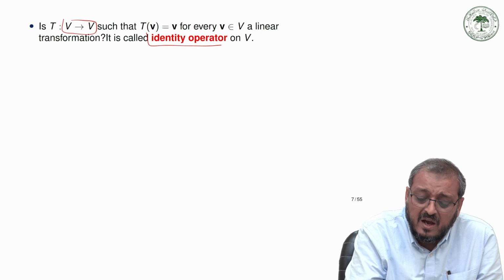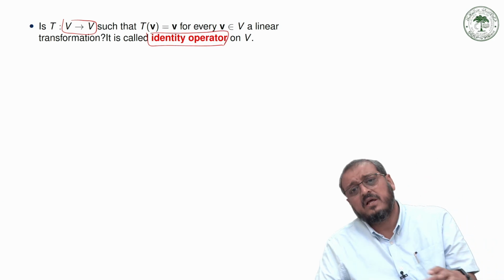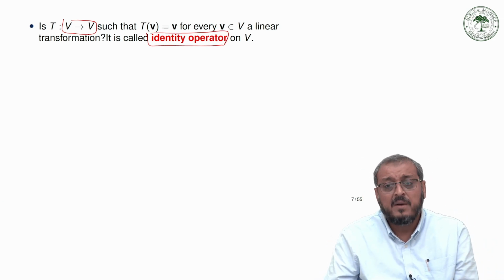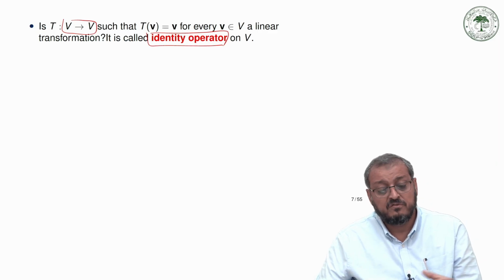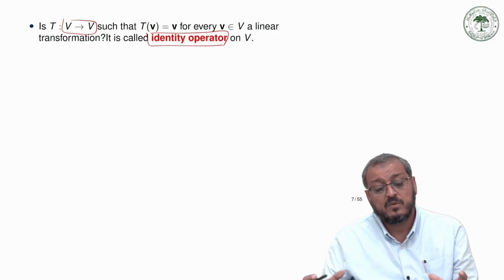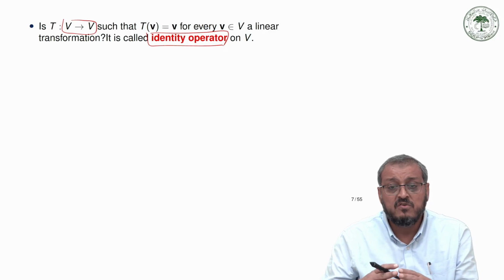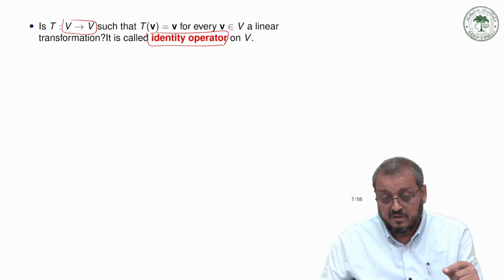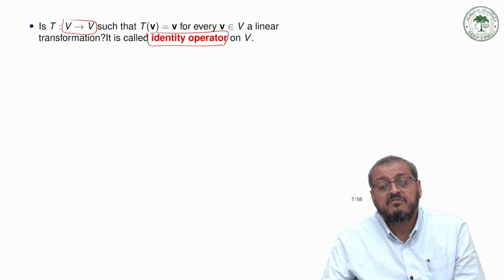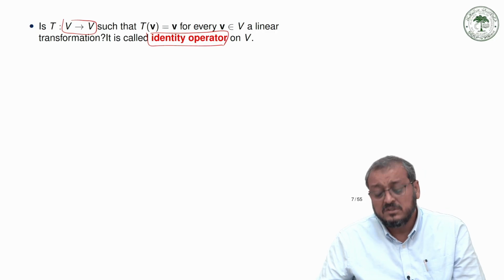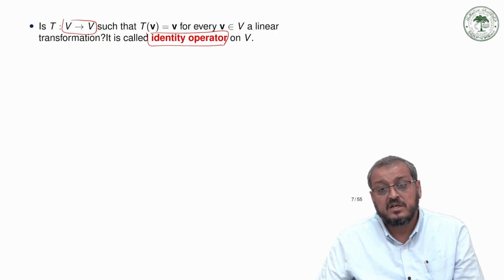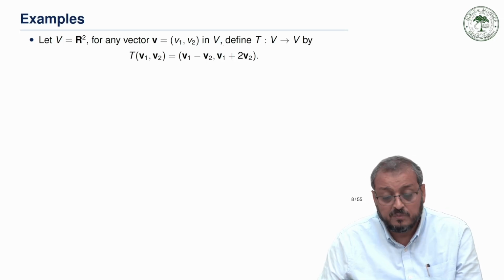We can also call it the identity map or identity linear transformation. In general, when the domain and codomain are the same, we call it an operator. So this is the trivial linear transformation. Now let us try some other, different types of linear transformations.